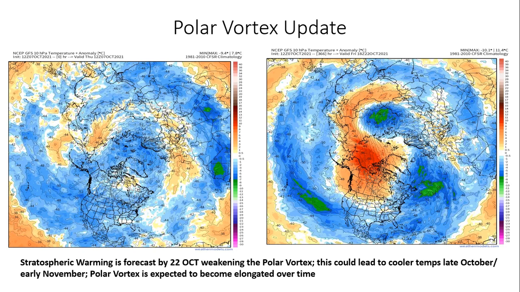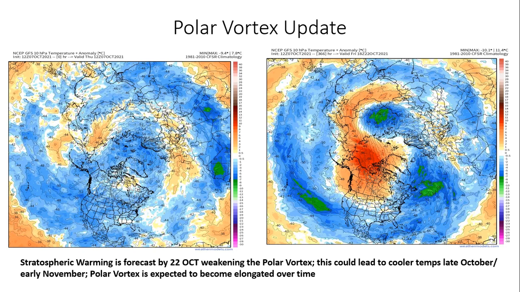over the Arctic areas. That is what's known as a stratospheric warming event, where the temperatures can warm drastically, above 18 miles above the surface in the stratosphere. And this is forecast by this particular model, which would then tend to weaken the polar vortex. This could lead to cooler temperatures in late October and early November.